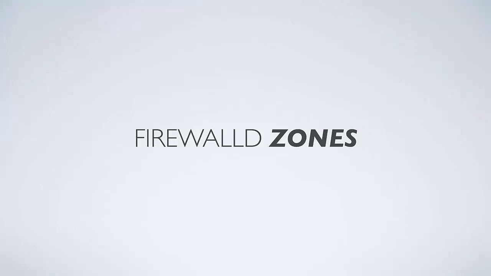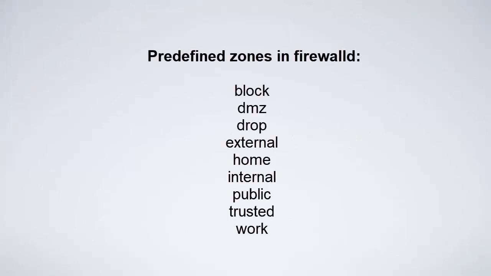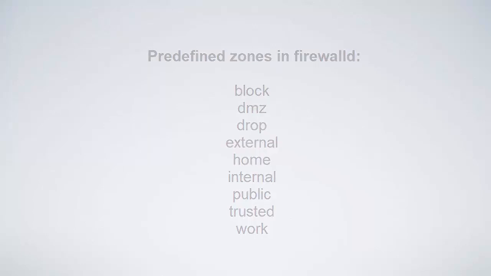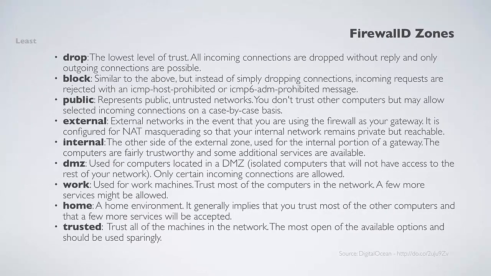For a server, these zones are not as immediately important because the network environment changes rarely, if ever. But it is still useful to be familiar with the general idea behind each of the predefined zones for FirewallD. In order from least trusted to most trusted, the predefined zones within FirewallD are. You can see them now on the slide, and you can find this slide in PDF in the supplementary materials to this lecture.